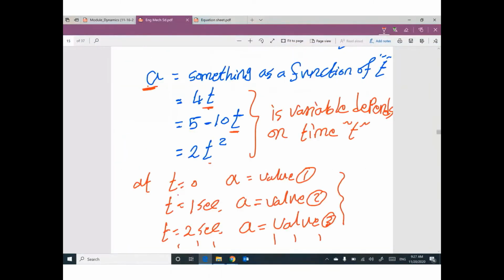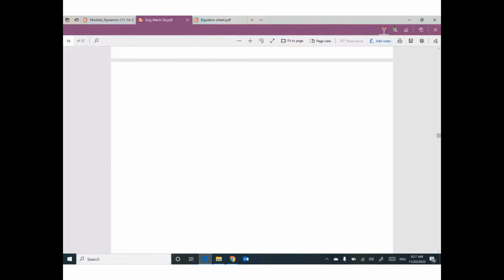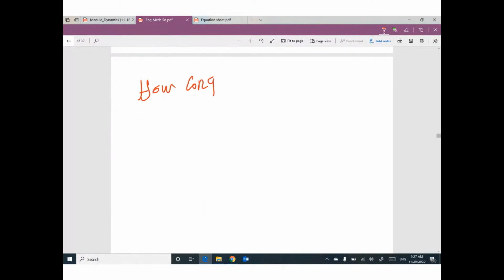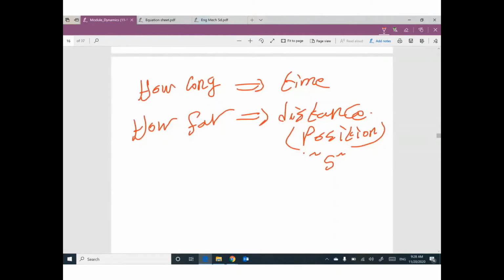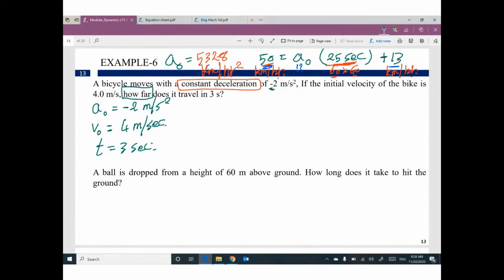Guys, this expression is very important. I'm teaching them to my kids. How long, I believe, means time. How far, I believe, means distance. Does that make sense? Distance means position. Position means S. So, in this problem, we are looking for S.